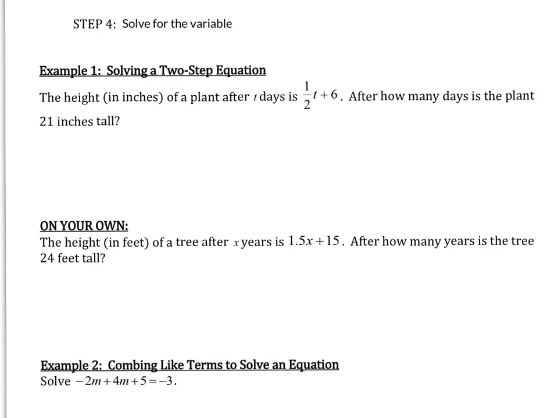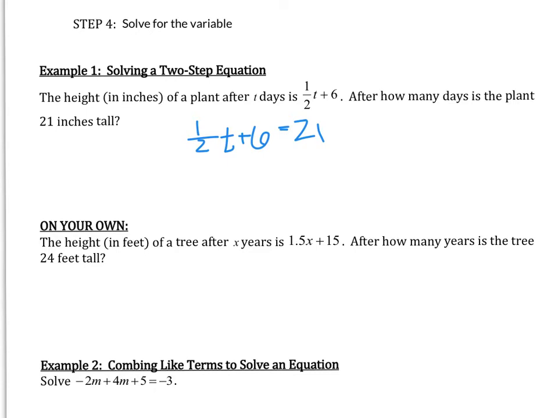So for example 1, we have the height in inches of a plant after t days is 1/2 t plus 6. After how many days is a plant 21 inches tall? So they're giving you the final height, so essentially you're just taking the expression that they already gave you and setting it equal to that 21 inches. From here we can see we don't have anything to simplify, we don't have any distribution, so we can just start with our solving process.